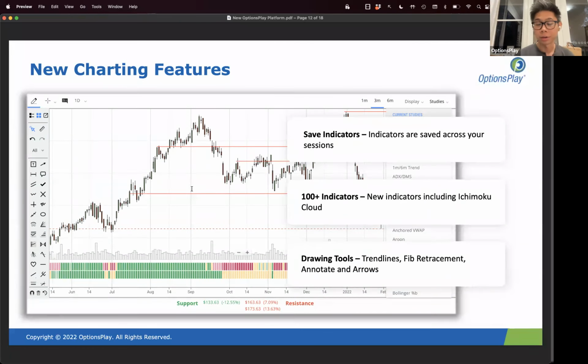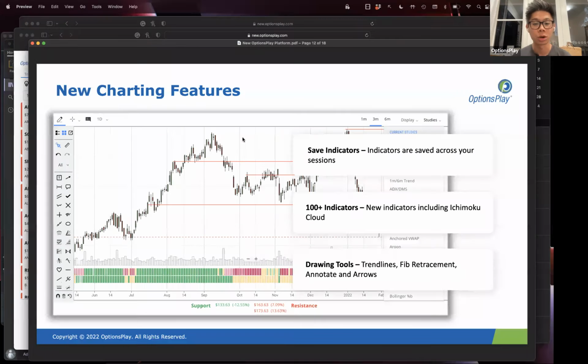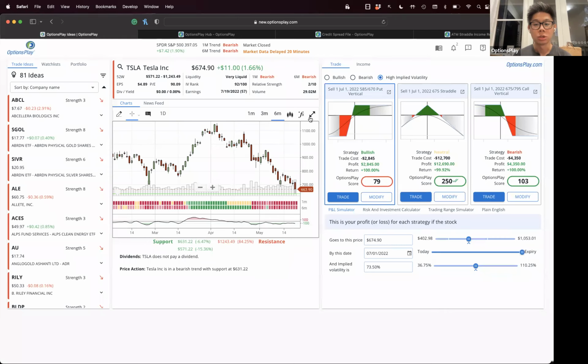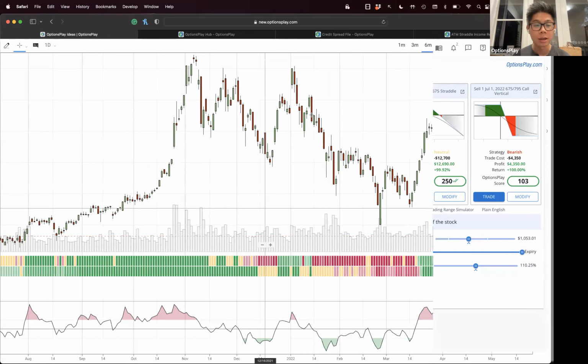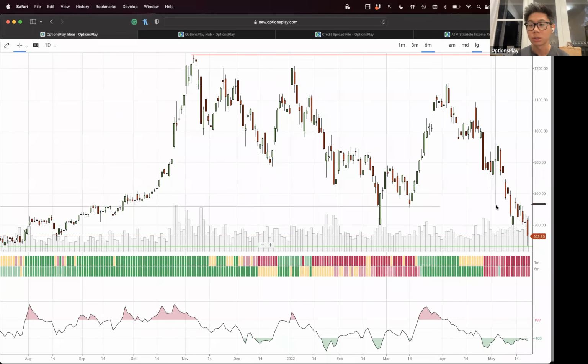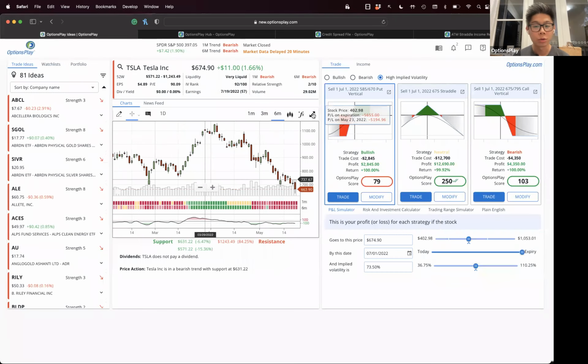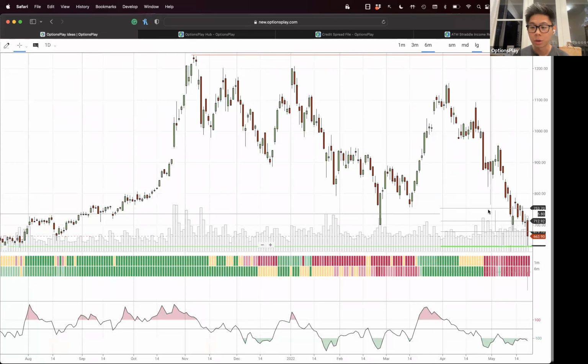Moving on, the new charting feature. A lot of you over the years have asked us for more charting features, so what we've added is a new charting package. On the surface, it looks the same, but when you pop it out, you can now go full screen. Before, you couldn't go full screen with the chart, so now you can.